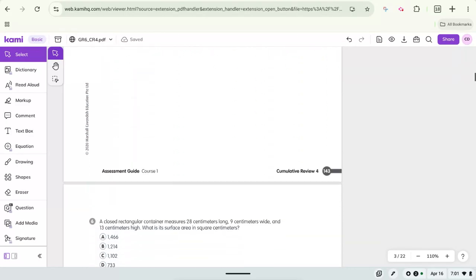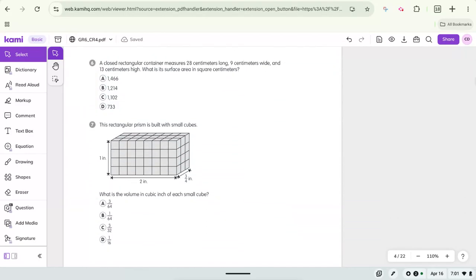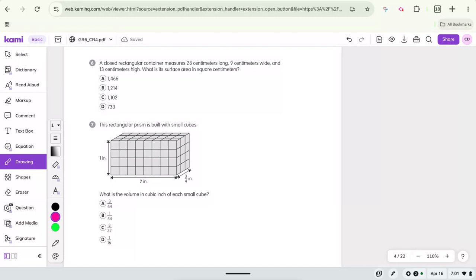All right, number 6. A closed rectangular container measures 28 centimeters long, 9 centimeters wide, and 13 centimeters high. What is the surface area in square centimeters? All right, so if I want to draw a little sketch of this, I have a rectangular container, also known as a rectangular prism. It is 28 centimeters long. It is 9 centimeters wide and 13 centimeters high.